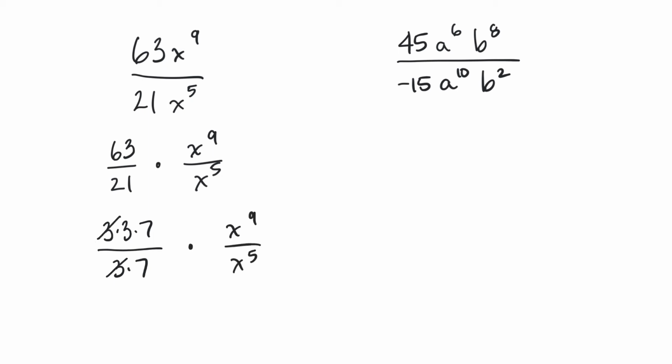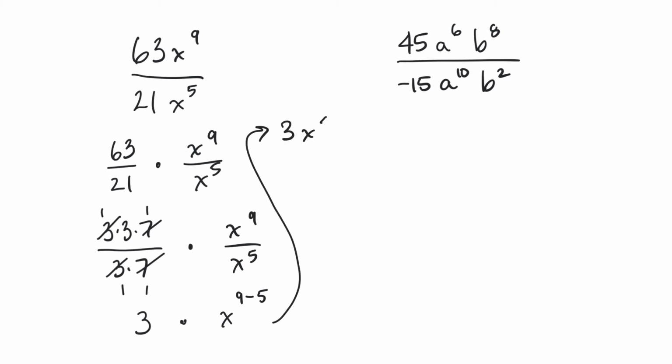So this 3 will cancel with that 3, and that 7 will cancel with that 7. I'm just left with 1, 1, 1, 1, and a 3 on the top. So it's 3 times, and then this is a quotient of powers, x to the 9th over x to the 5th. So I'll subtract my exponents, and I get 3x to the 4th. Just like that.